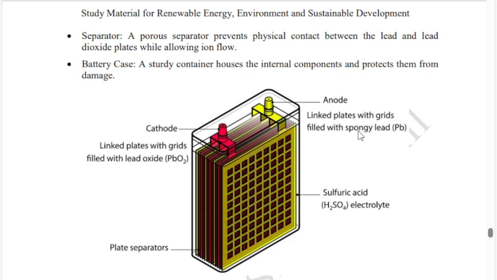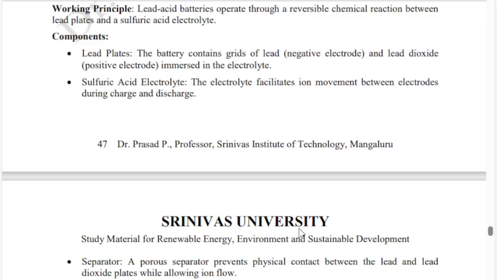You see the lead plates are there, and lead oxide plate grids are also present. We add sulfuric acid to that, therefore the name came as lead acid. Acid is the sulfuric acid. Now the components: it consists of a lead plate, which is the negative electrode, that is the anode, and lead oxide as the positive electrode, that is the cathode.